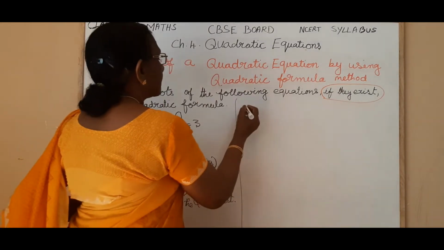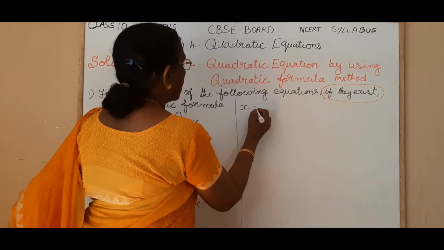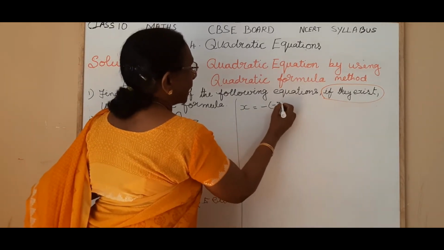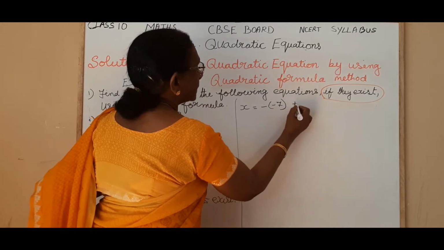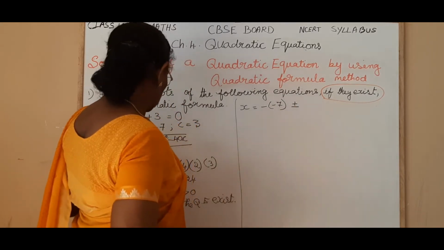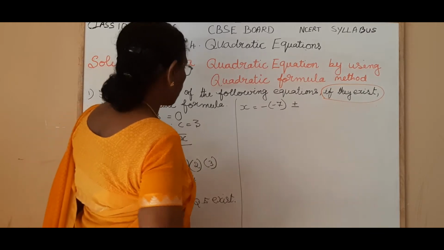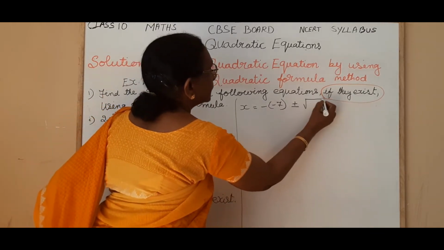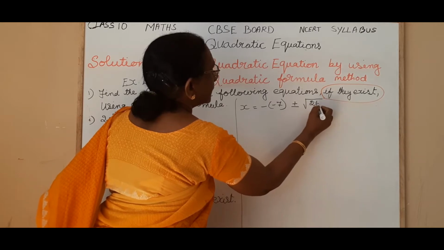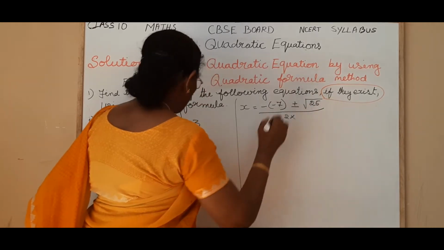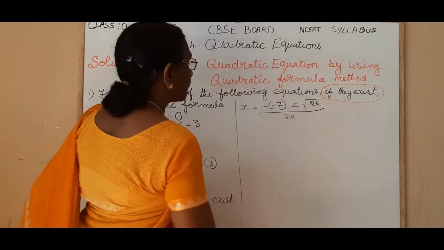Now, what is the formula? x is equal to minus b, minus b is minus of minus 7, plus or minus root of b squared minus 4ac, which is 25, the whole divided by 2a. 2 into a is 2.